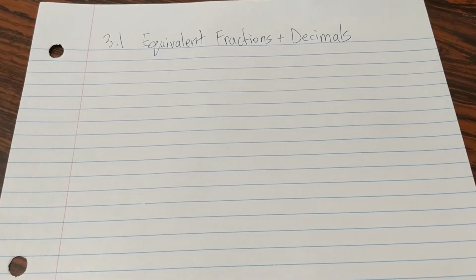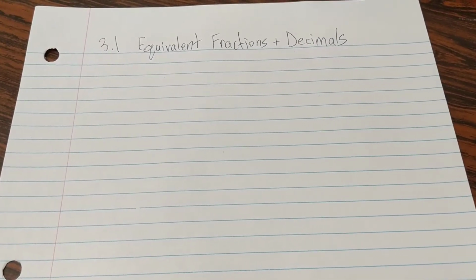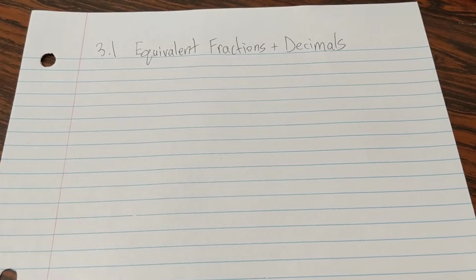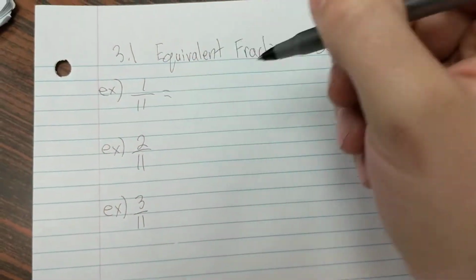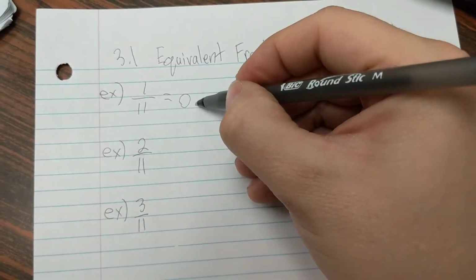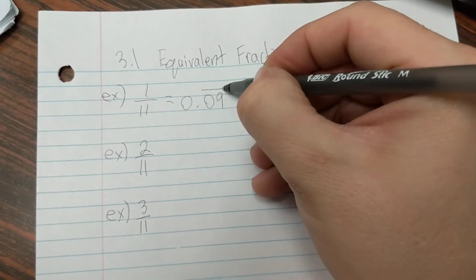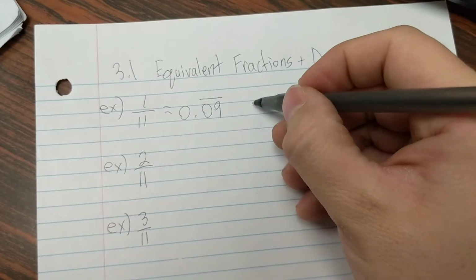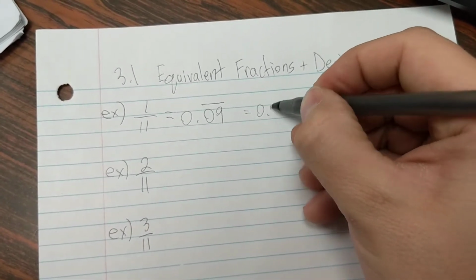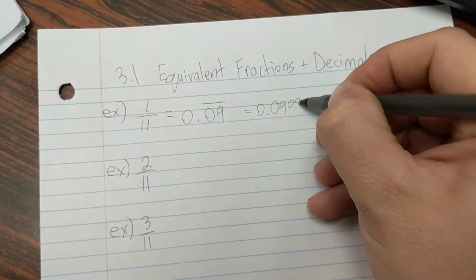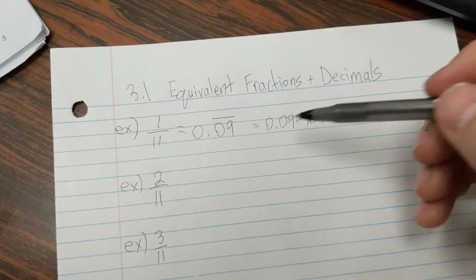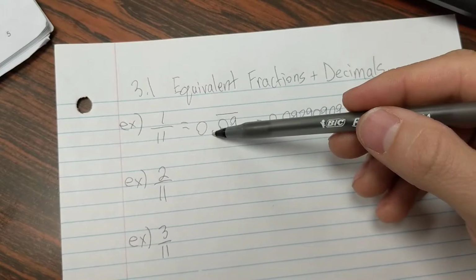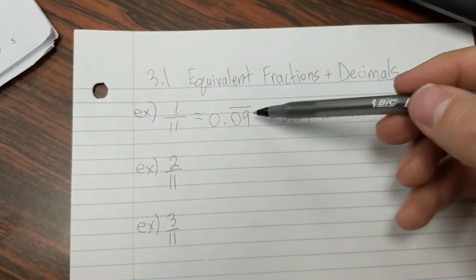All right, here's some examples we're going to do for equivalent fractions and decimals, just some cool little patterns. So we learned that 1 over 11, if we put that in our calculator, we would have gotten 0.09 repeated. Another way to write that, if we remember, was 0.09090909, and it just keeps going. But we write it like this. We go 0.09 with a line over it.